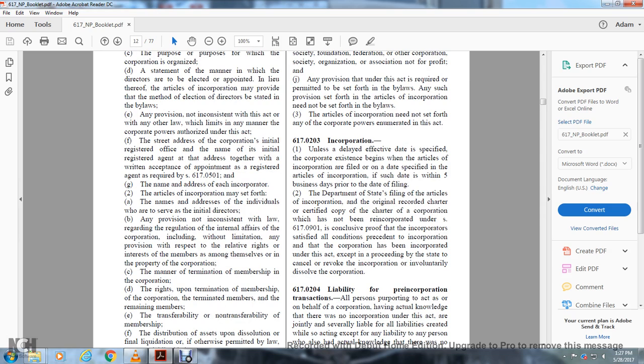617.0203 Incorporation. Unless a delayed effective date is specified, the corporate existence begins when the articles of incorporation are filed. If a date is specified within the articles of incorporation, such a date must be within 5 business days prior to the date of filing.